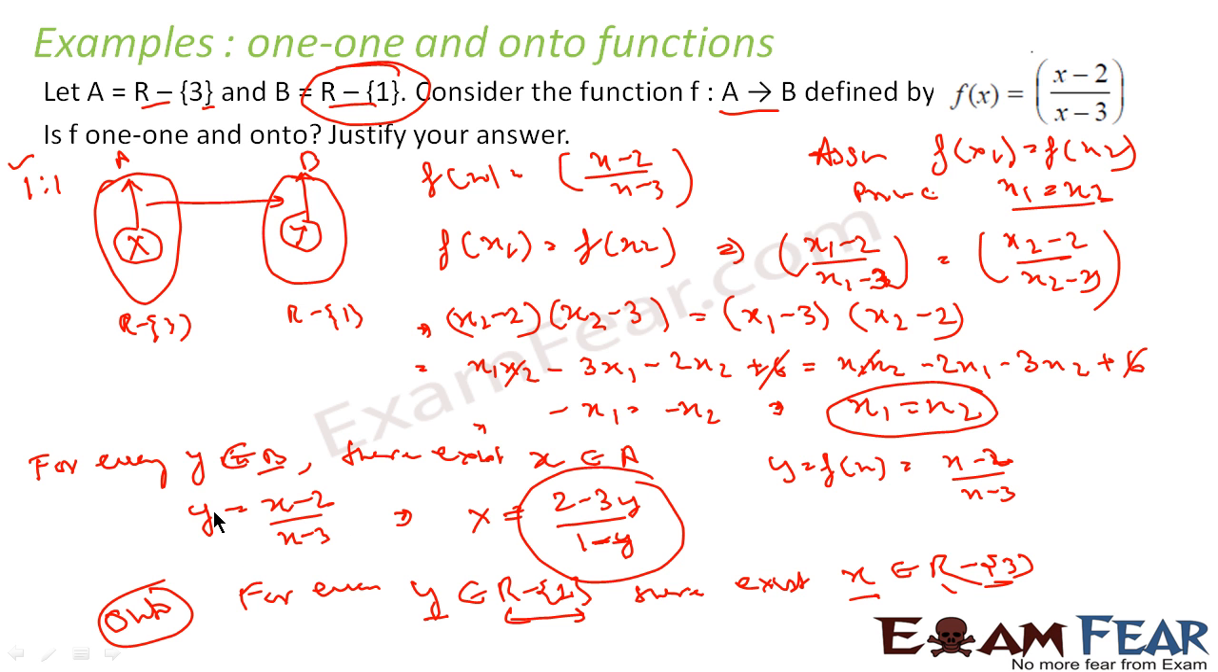X is equal to 3 is not there. Why? You see, when you write y in terms of x, x minus 3 comes in the denominator. The moment you say x is equal to 3, this becomes infinite. So anyway, x is equal to 3 won't come. So for every y that is part of R minus 1, there exists x that is in R minus 3. Thus it is an onto function.